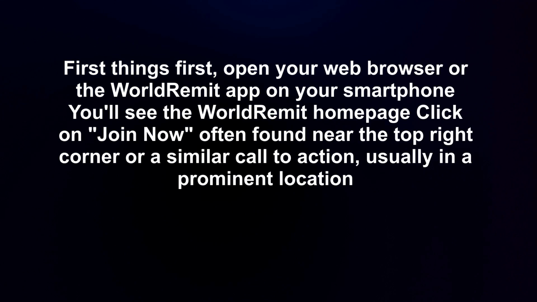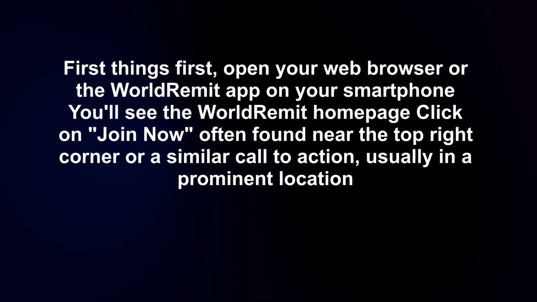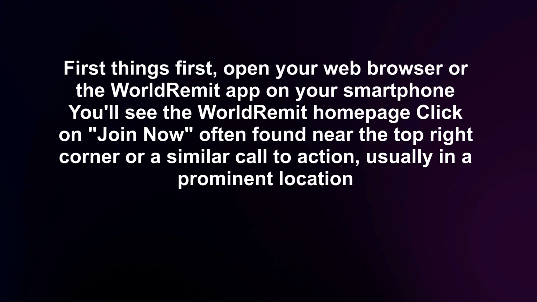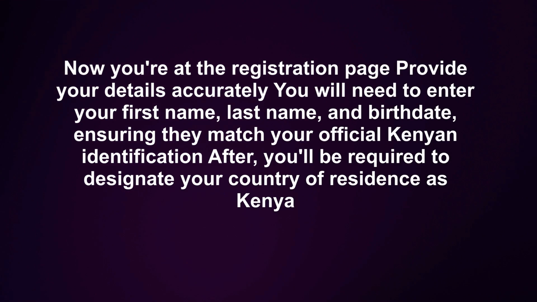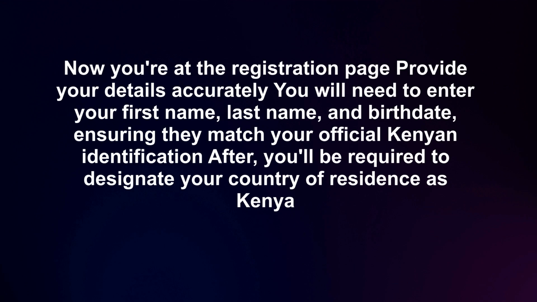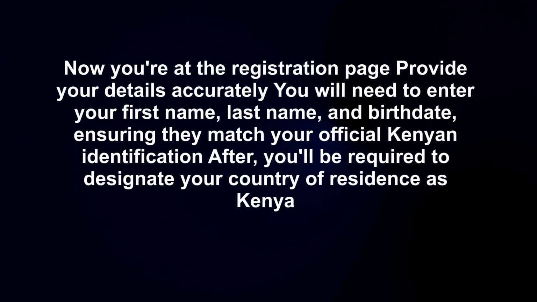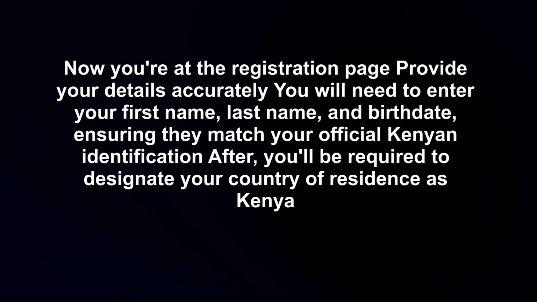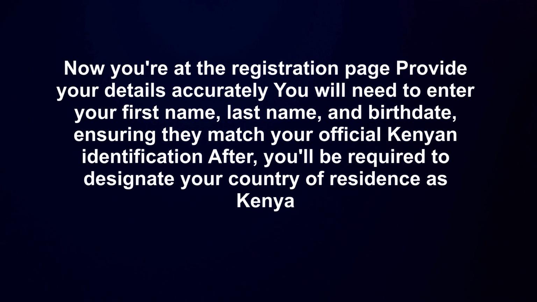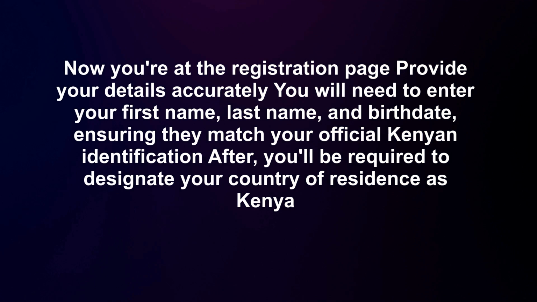Click on Join Now, often found near the top right corner, or a similar call to action, usually in a prominent location. Now you're at the registration page. Provide your details accurately. You will need to enter your first name, last name, and birth date, ensuring they match your official Kenyan identification. After, you'll be required to designate your country of residence as Kenya.